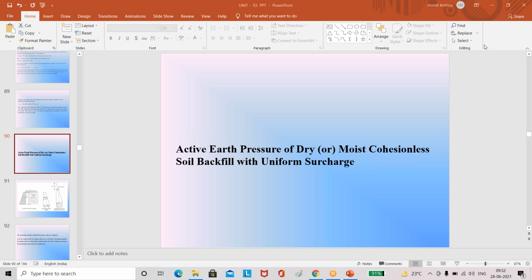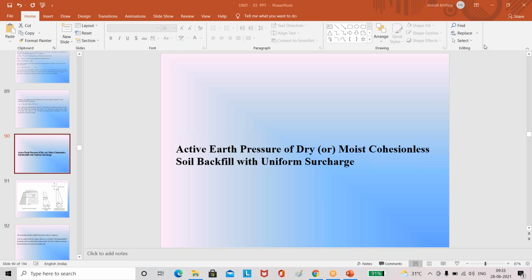And in the last classes, we discussed the Rankine's active earth pressure theory when the backfill is in dry condition, in the uniform soil and also non-uniform soil. And also in the last class, we discussed the effect of water table on the Rankine's active earth pressures.